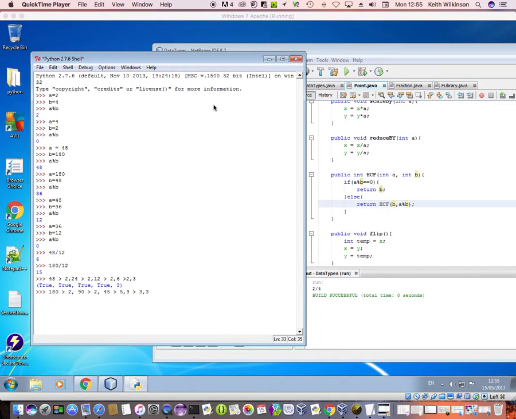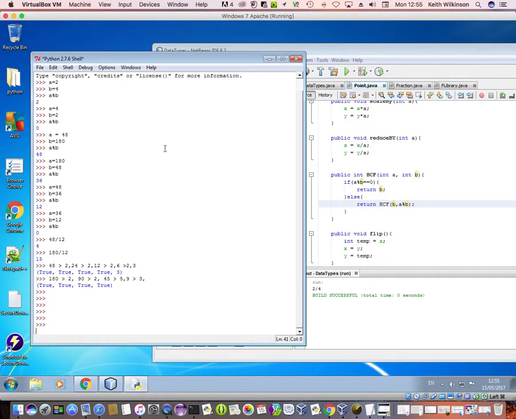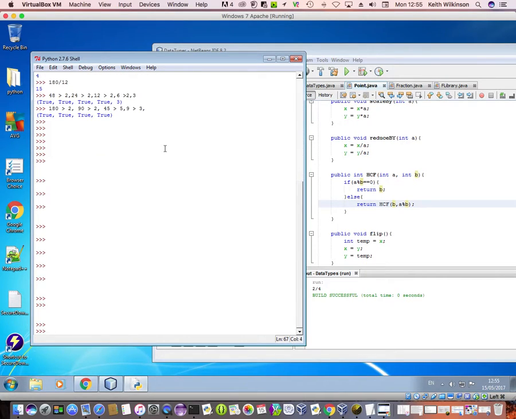Before we do any more coding, what I want to do is take a look at the situation. We'll keep the shell open. Let's just zoom away a little bit. Let's imagine we've got 3/5, and we know that that can't be reduced any further. So let's take a look at what the algorithm does with it.